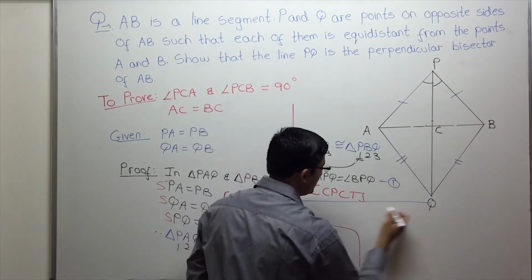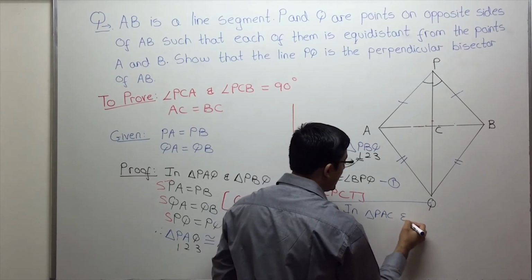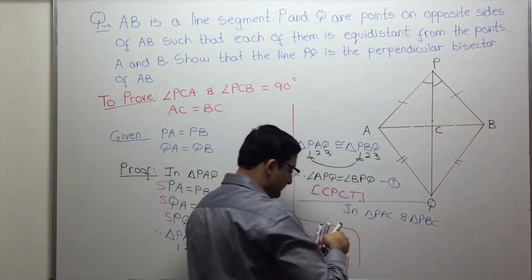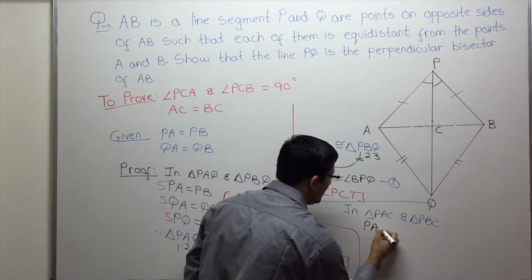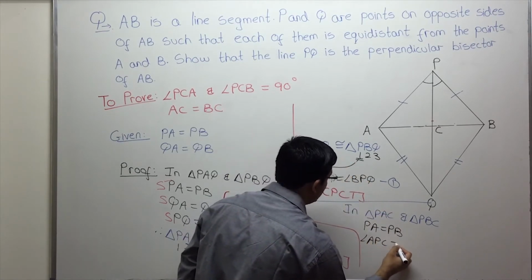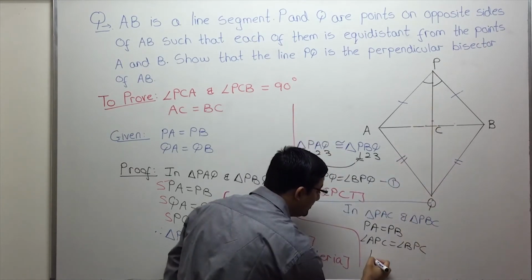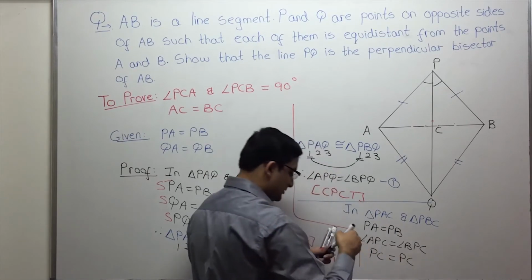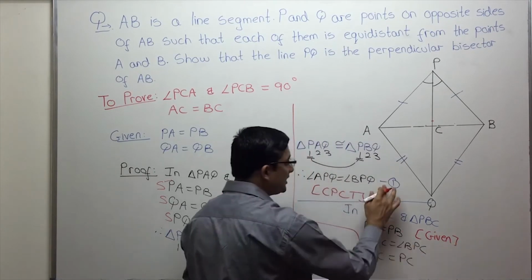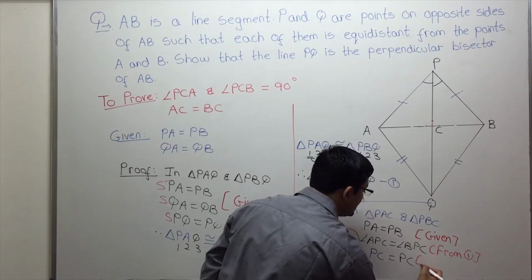So now we'll begin. That is, in triangle PAC and triangle PBC, what do we have? PA is equal to PB. So I'll write over here, PA is equal to PB. Next, these two angles are equal. So angle APC is equal to angle BPC. Next, this over here is the common side. So PC is equal to PC. Mention all the reasons. PA is equal to PB is given to us. These two angles are equal from 1. And PC is equal to PC, common side.